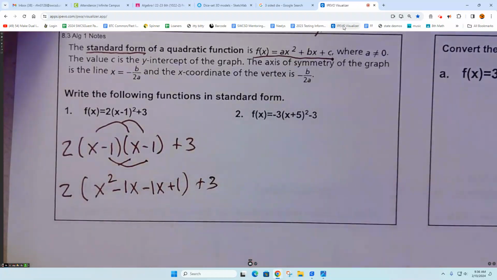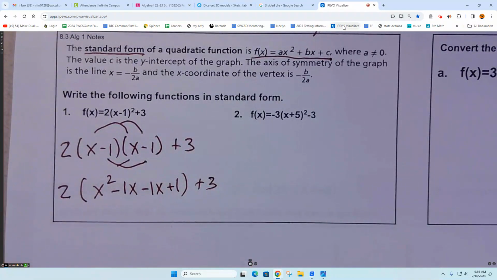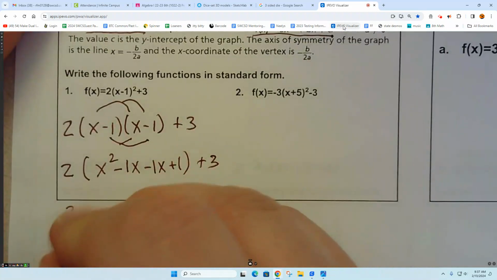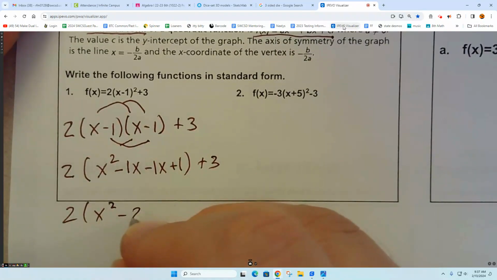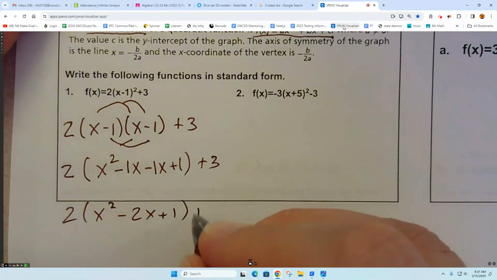Oh, you have to. So you can't just put the 2. Oh, so we're kind of going back to one. You can't just make it 2x. Why can't you just make it x squared plus 1? Sorry, x. So x squared minus 2x plus 1. Because you're just showing us. 2x squared minus 2x plus 1.